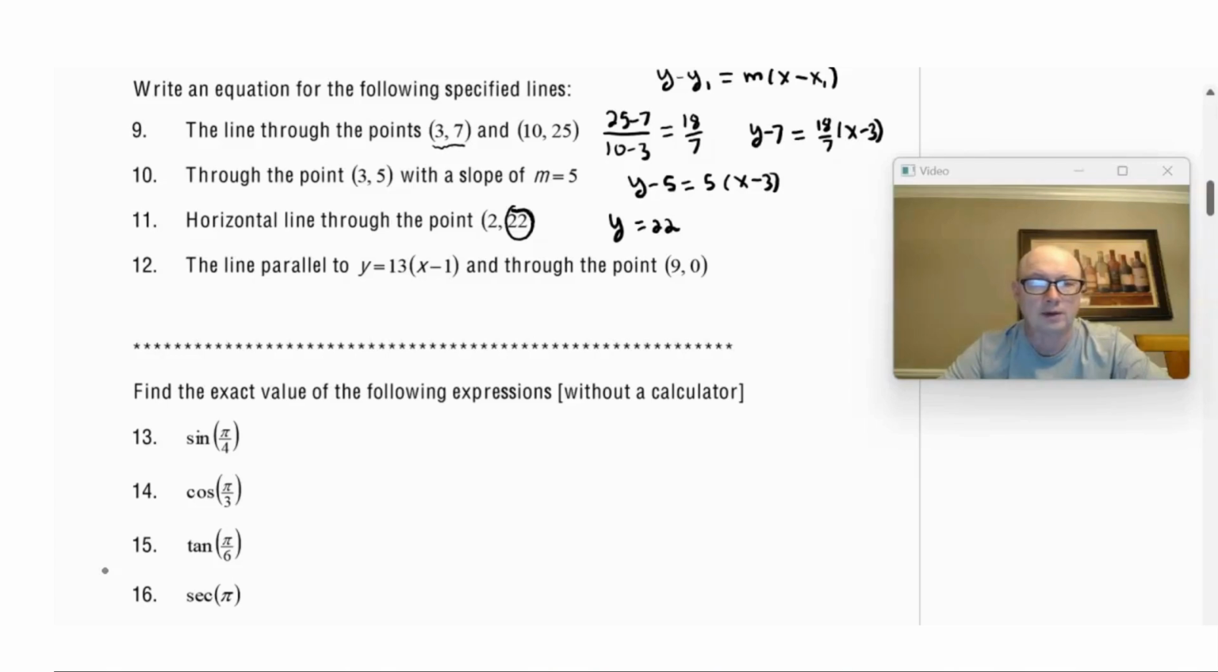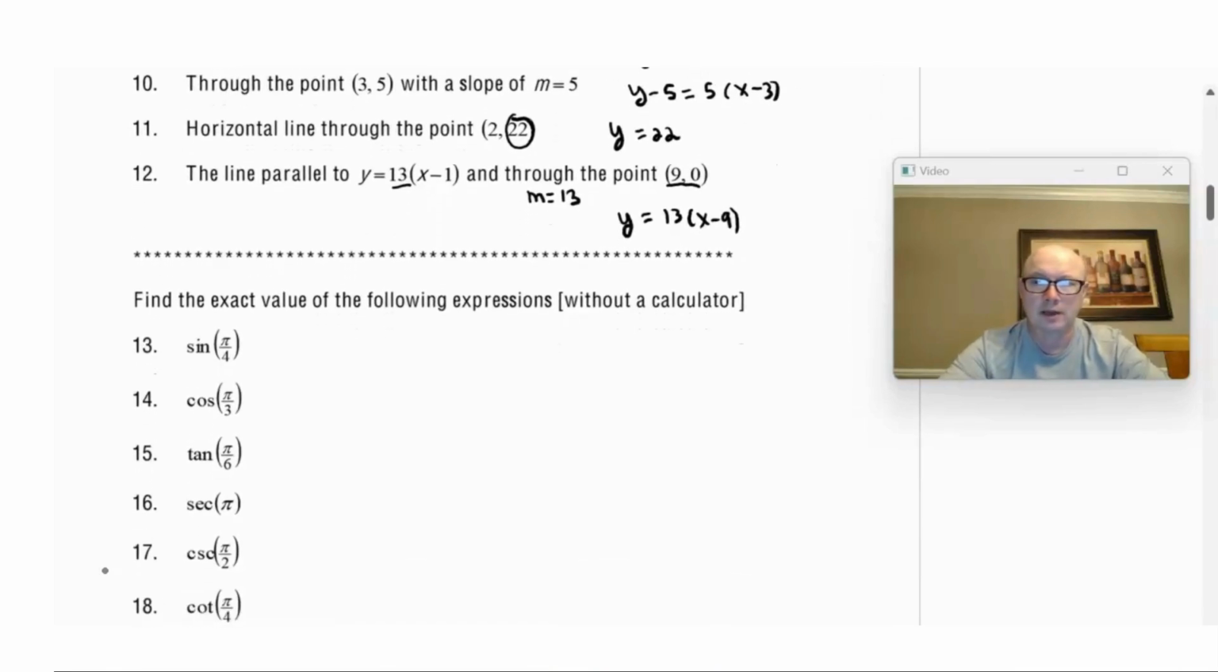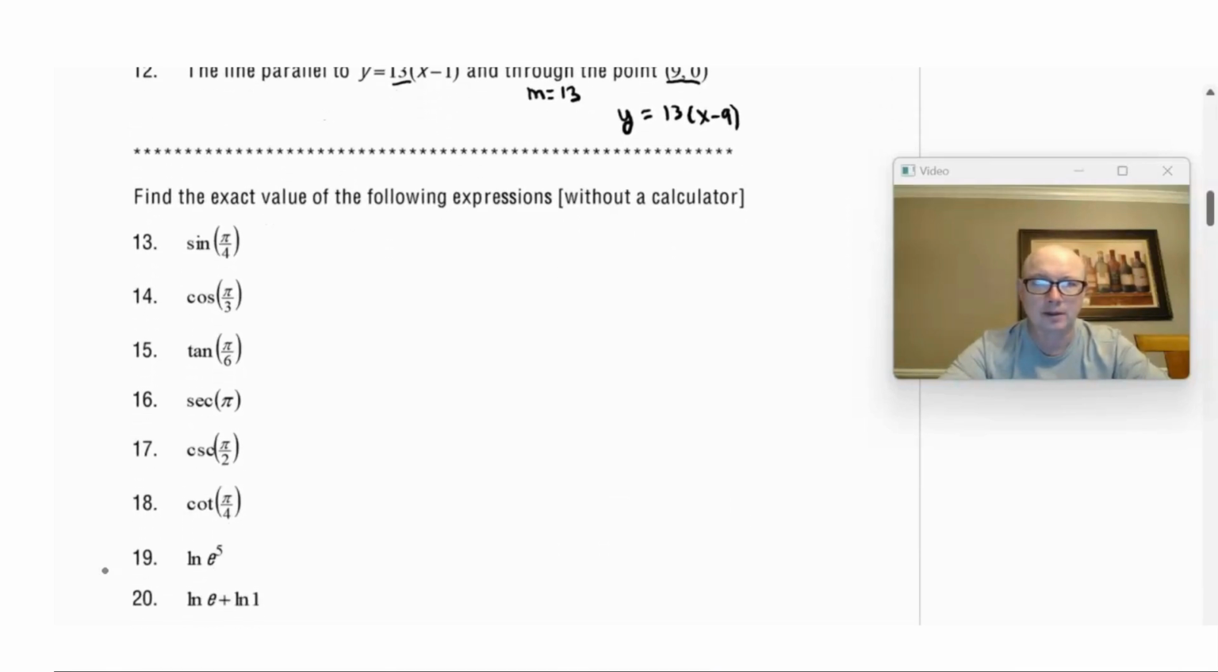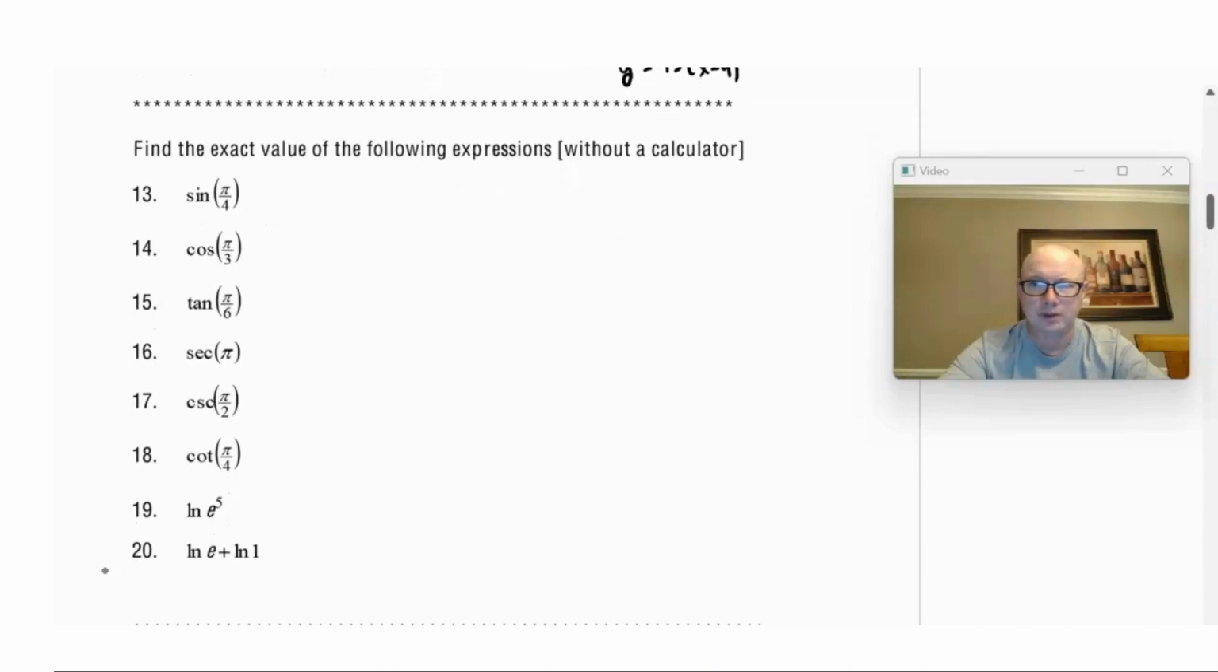And 12, the line parallel to y equals 1/3 times the quantity x minus 1 through the point (9, 0). Parallel means the same slope, so I'm going to grab the slope 1/3. I have my point (9, 0), so it'll be y minus 0 equals my slope times x minus 9. Okay? All right, so those are some linear concepts. Now let's review some trig and logarithm properties, which are going to be important.